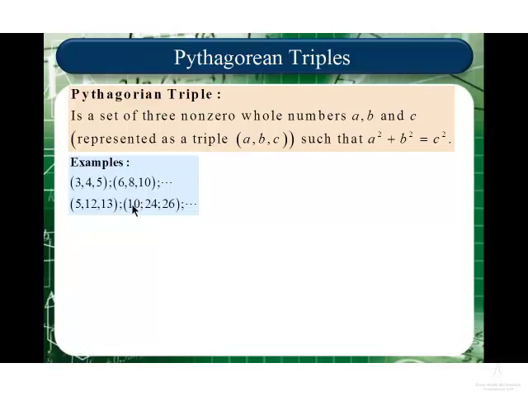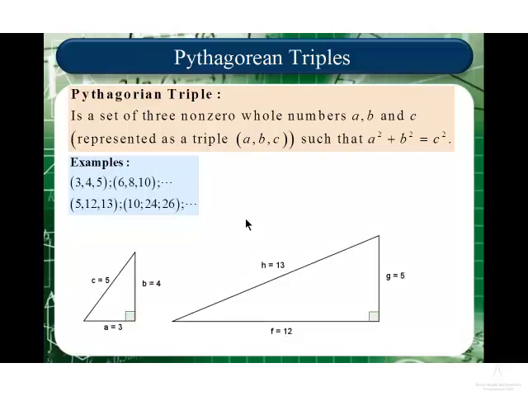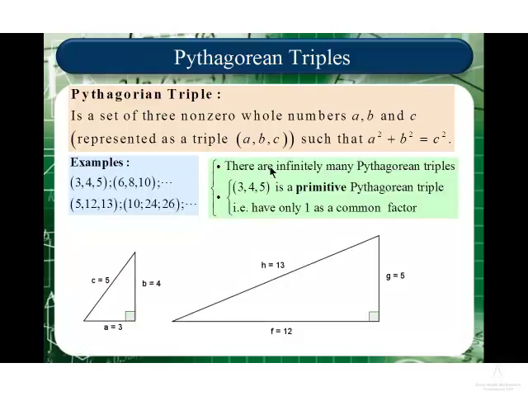So the sum of the squares of the first two, or the smaller of the three numbers, will always be the square of the largest of the three numbers in such a case. You may wonder whether we can find infinitely many such Pythagorean triples. Well, that is well known to be the case. There are infinitely many Pythagorean triples in existence. We also know that the Pythagorean triple 3, 4 and 5 is a primitive Pythagorean triple. And we can check for other primitive ones as well.